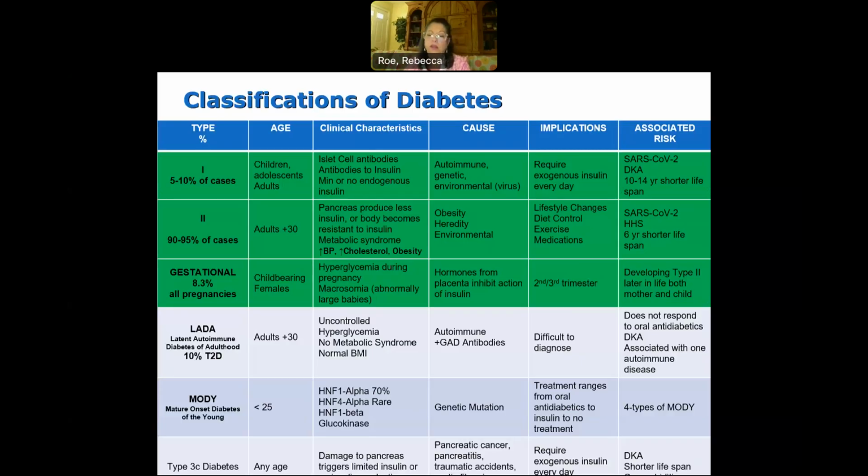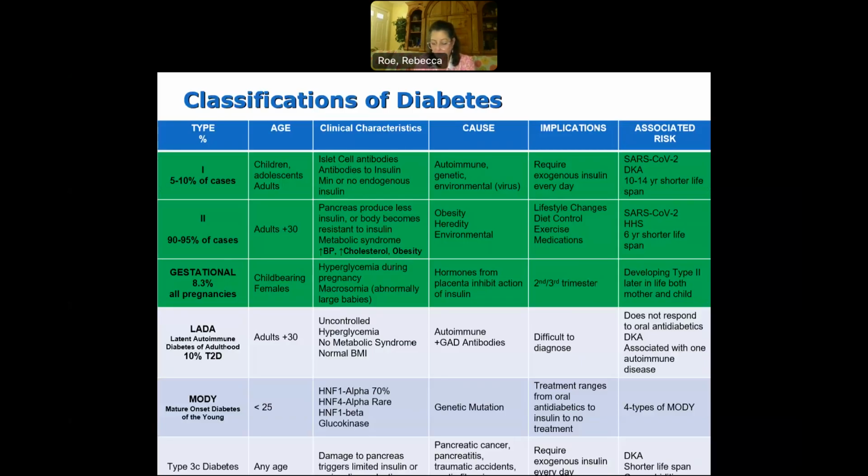And what that is, you have autoimmune problems, usually with thyroid, arthritis, some other type of thing that causes you to have an autoimmune disorder like lupus. It does not respond to oral anti-diabetics. And so it's a pretty interesting and difficult to diagnose classification of diabetes, and we'll go into that in greater detail.